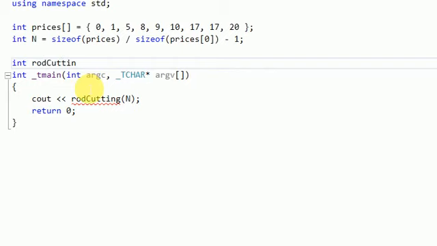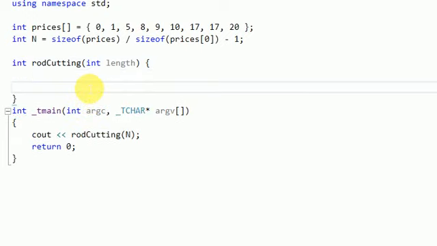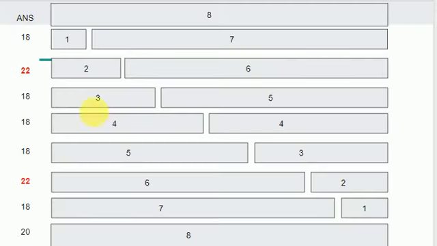Now rod cutting, the parameter we are passing is the length of the rod. Now int answer. So for every length of the rod, we are defining an answer, and for every state, for the 1,7 state there is one answer, the 2,6 state there is an answer, the 3,5 state there is an answer. So we are going to define an answer as minus infinity.